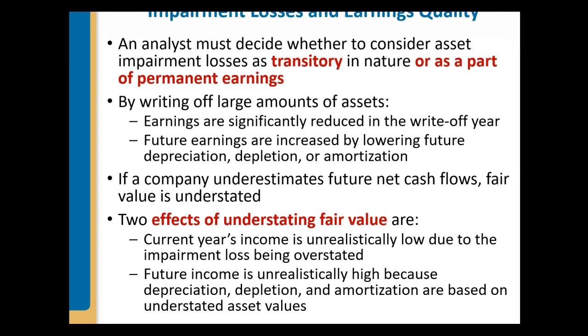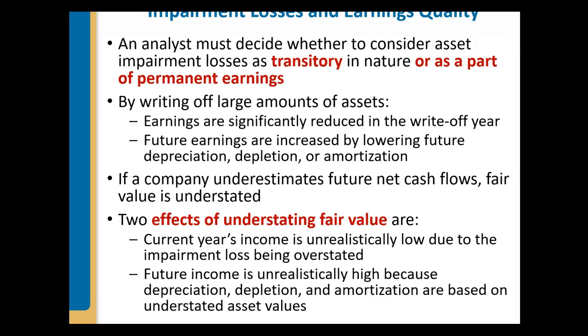We now can add asset impairment losses to the list of the big bath accounting techniques some companies use that manipulate earnings. By writing off large amounts of assets, companies significantly reduce earnings in the year of the write-off, but are able to increase future earnings by lowering future depreciation, depletion, or amortization. Here's how they do it.